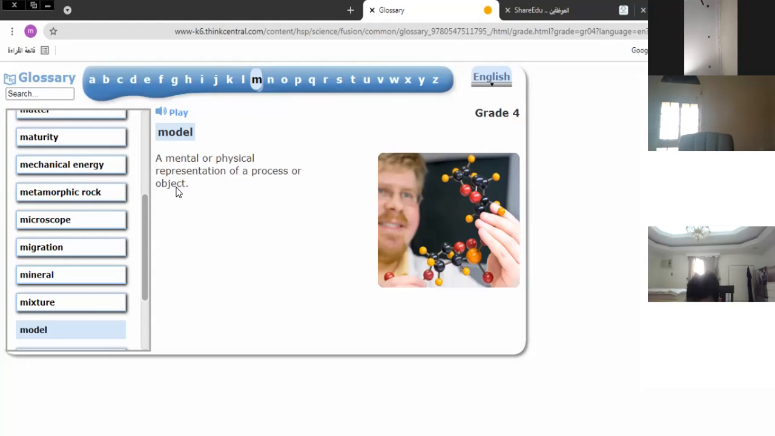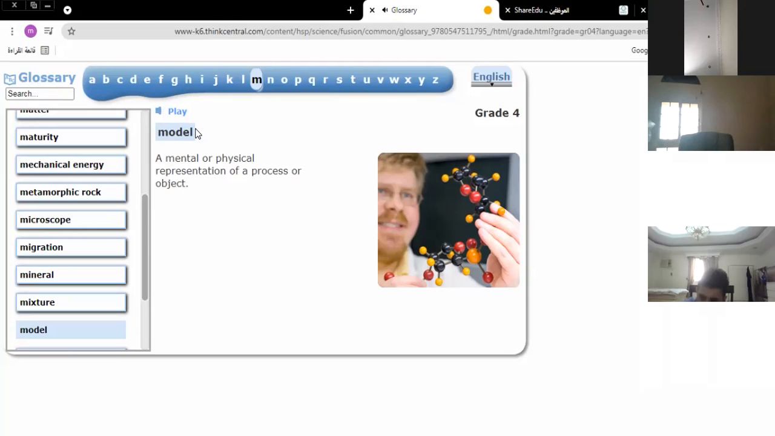Scientists use models for many things to do investigations. Again, you need to write the definition of the word model. It's a mental or physical representation of a process or object. This is the first thing. Let's move to the next one.